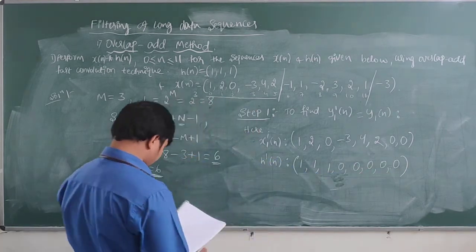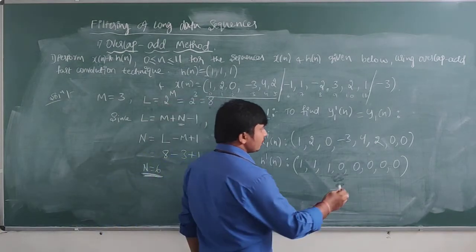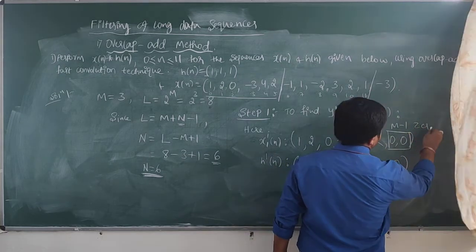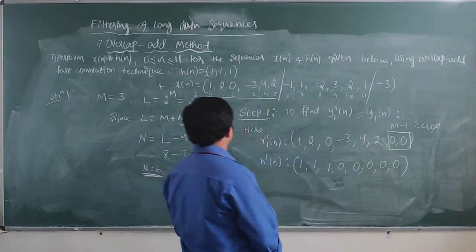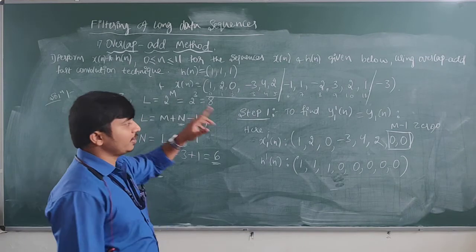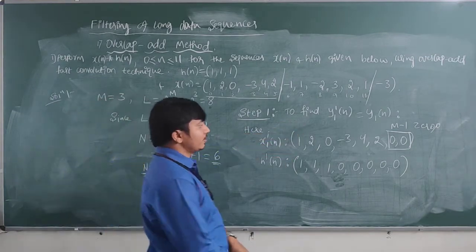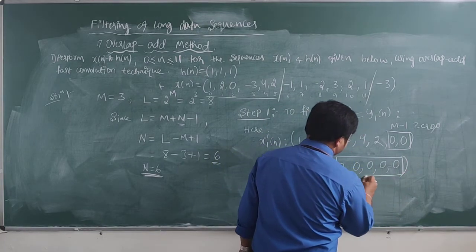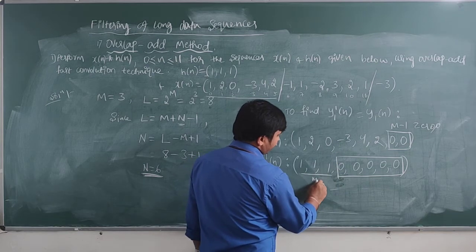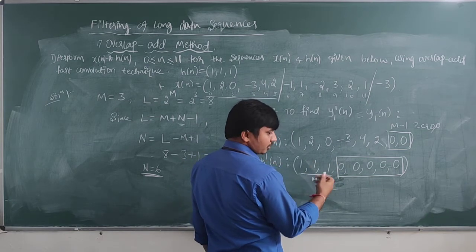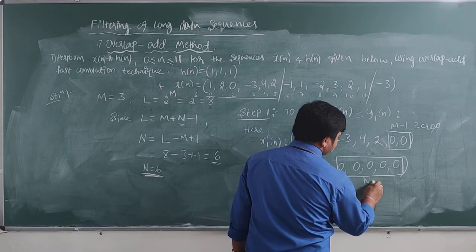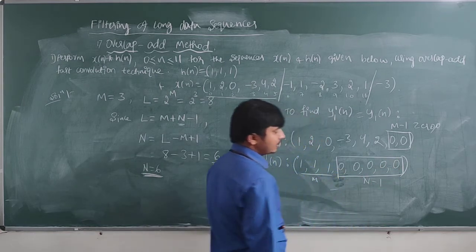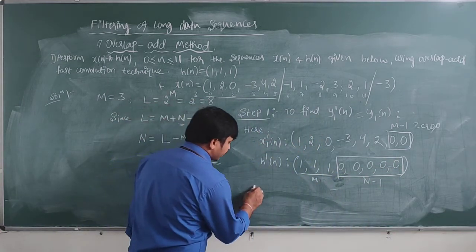So next, these are actually the m minus 1 zeros. What is the value of m? M is equal to 3. 3 minus 1 is 2 zeros. Again, this length is m, right? So to make this length equal to L, I need to add n minus 1 zeros. N is 6. 6 minus 1 is 5. Therefore, 1, 2, 3, 4, 5. 5 zeros added.